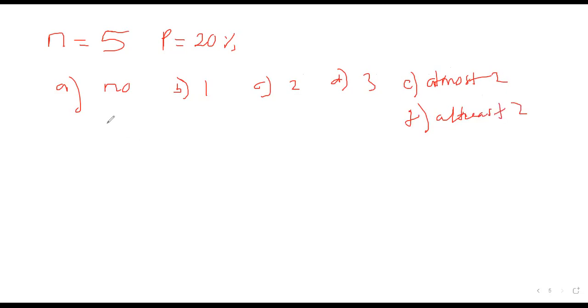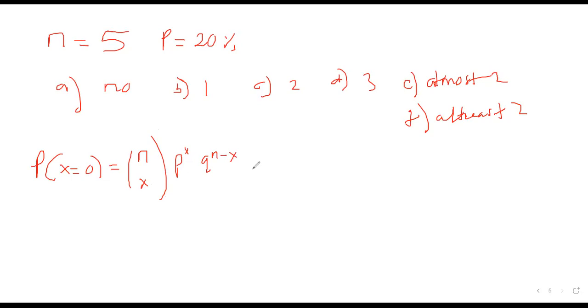So let's start with 0. They're asking us to find the probability that X is equal to 0. So remember the formula is what? N combination X, then P to the power X, and Q to the power N minus X.